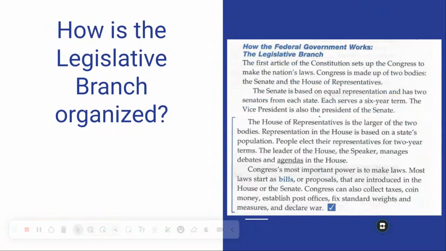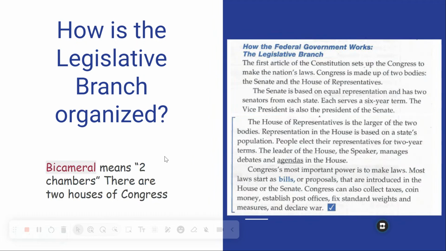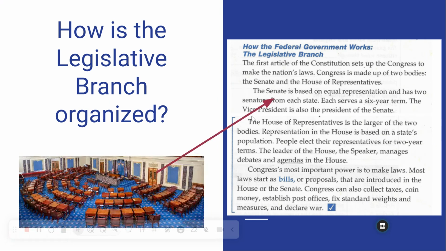All right. Now what I did is I took a section of the reading that we looked at earlier last week to let us know how the legislative branch is organized. The legislative branch is bicameral, and bi is a Greek root meaning two. Cameral is Greek for chambers. So there are two chambers or parts, houses of Congress. The first chamber is the one that has the most power, and that chamber is called the Senate. The Senate is based on every state gets 2 senators, no matter how big or small the state is.